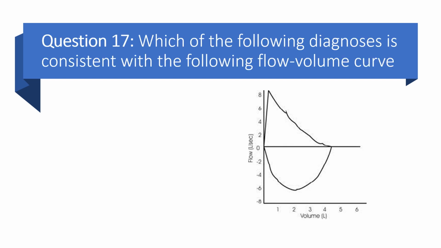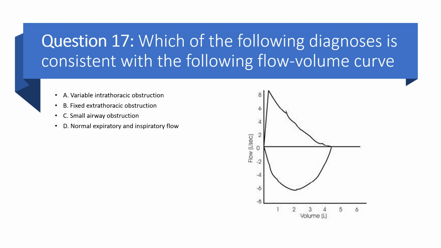Which of the following diagnoses is consistent with the flow volume curve or flow volume loop that we've shown below? So take a moment, take a look at it. A, variable intrathoracic obstruction. B, fixed extrathoracic obstruction. C, small airway obstruction. And D, normal expiratory and inspiratory flow. The answer is D.